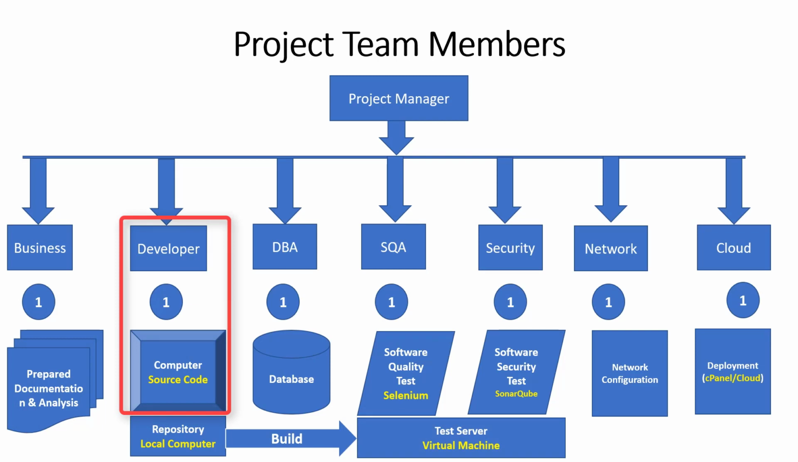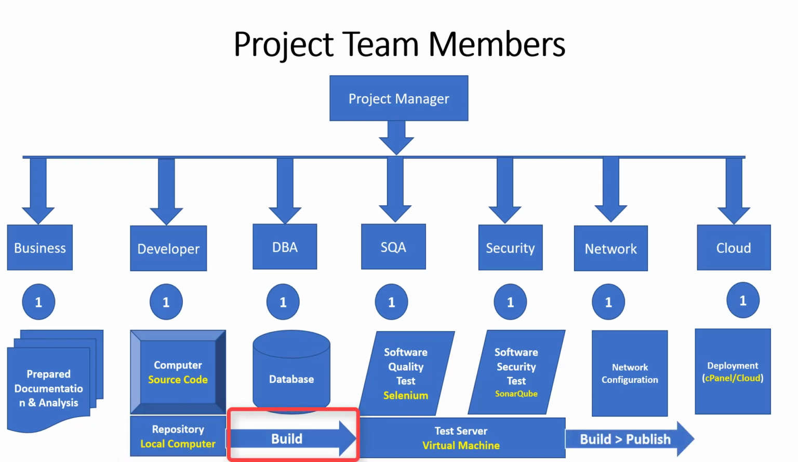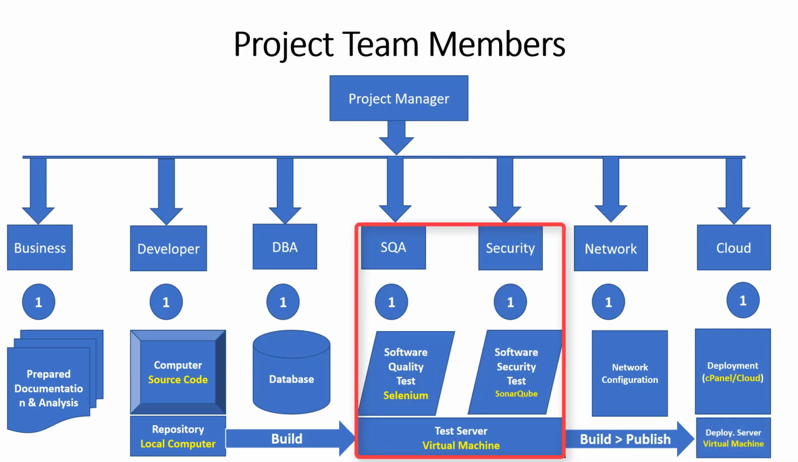After each feature is completed, the source code will be released on local GitLab. The source code will be built on the staging server from the GitLab repository. From the staging server, the SQA and security team will test it. If everything is fine, then finally it will be built on the live server or cloud or virtual machine.